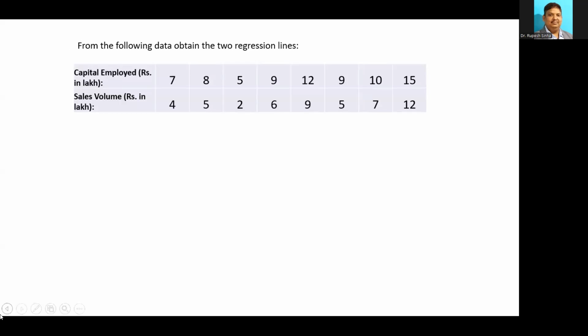Here we have been given data, and in this question both the equations have been asked. But many times, instead of an equation, they will give one value of x and ask you to predict y, or they will give a value of y and ask you to predict x. So here we have capital employed in lakh and sales volume. These data have been given to us, and we are required to find both the regression lines, that is, y equal to what and x equal to what. So how to solve it?